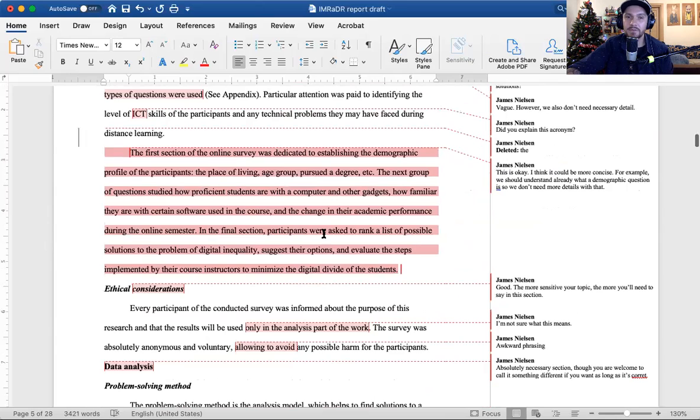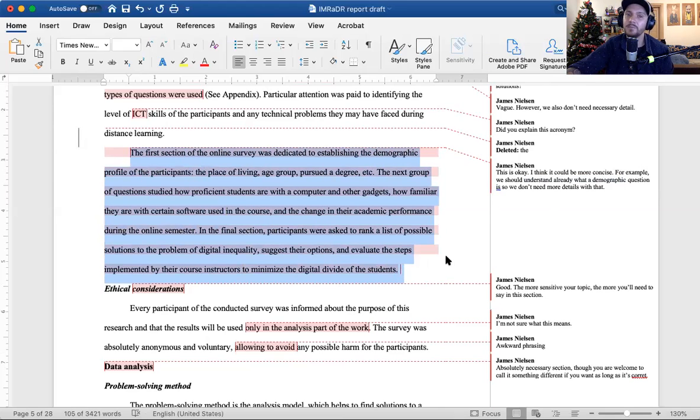Here we have some information about the types of questions. It's a whole paragraph about types of questions. I think it's okay, but it could be more concise, all right? We don't need quite that much information. For example, we should already know what demographic questions are here. So you say, we're doing demographic questions such as these. I don't need that much detail, okay? If I want to know what type of questions you asked, I'll look at the appendix. And so you can still have this paragraph where you explain, but it doesn't need to be so detailed, okay?